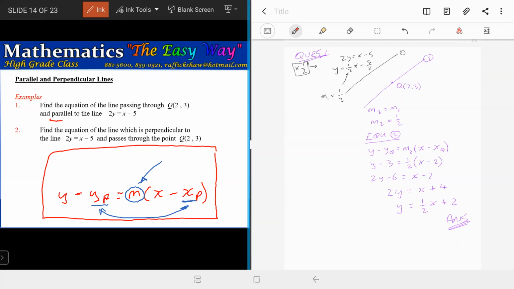Our knowledge of parallel lines is that they have the same gradient. Our knowledge of perpendicular lines is that they have negative reciprocal gradients. Furthermore, they wanted to know if we know how to get the gradient from the equation of the line. I will get the gradient from the equation by putting the equation in the form y equals mx plus c.